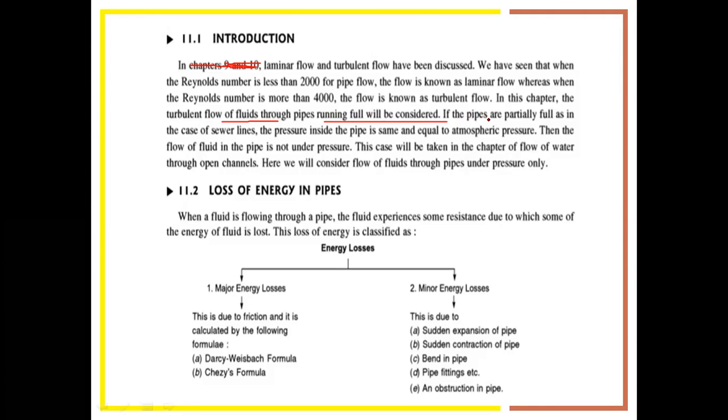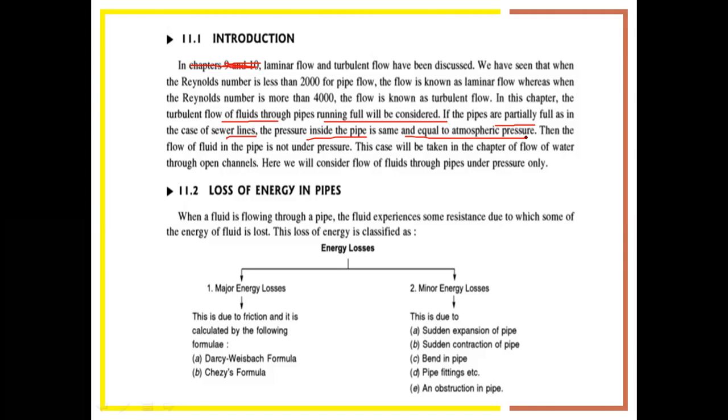Next we'll discuss pipes that are partially filled. Whenever the pipes are partially filled with fluid, it may be water, kerosene or oil, what happens in the sewer lines? The pressure inside the pipe is equal to the atmospheric pressure. Whenever the fluid fills the pipe fully, the pressure will be different. Whenever the pipe has half water in the sewer lines, the pressure inside the pipe is equal to the atmospheric pressure outside.